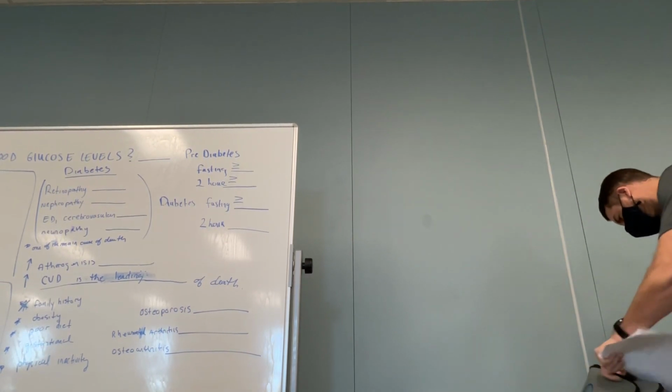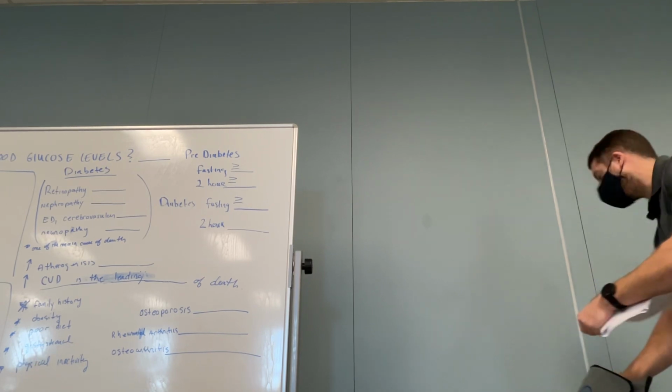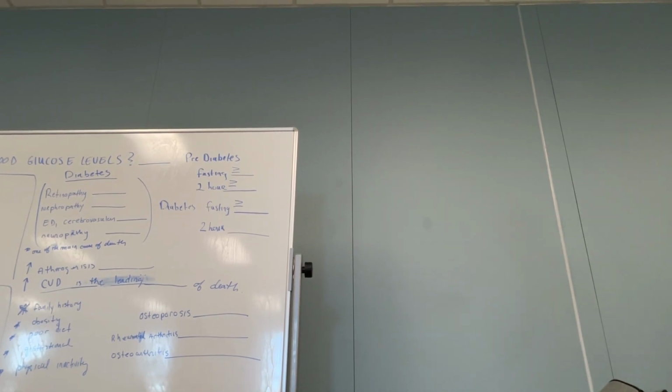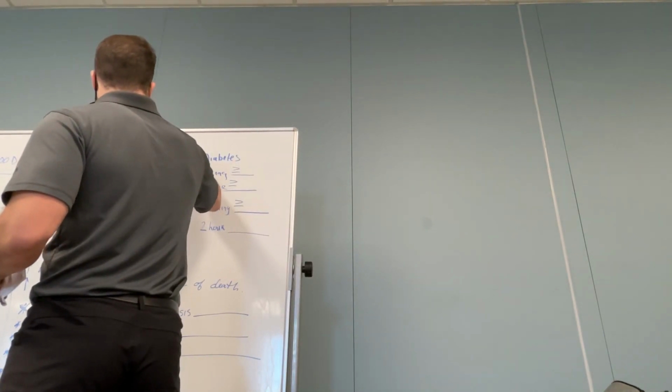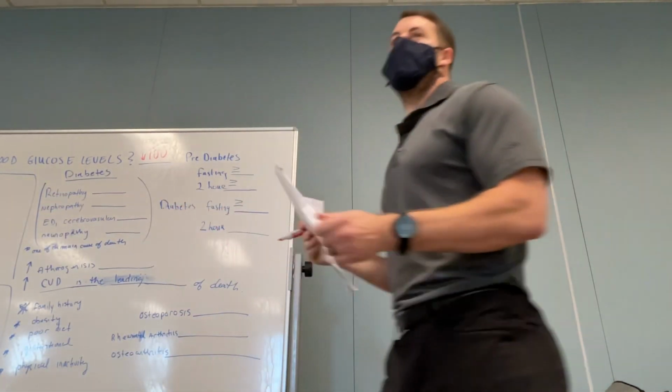Maybe it's in my pocket. Nope. Oh, is it? All right. I'll use red, I guess. All right. So normal levels are under 100.